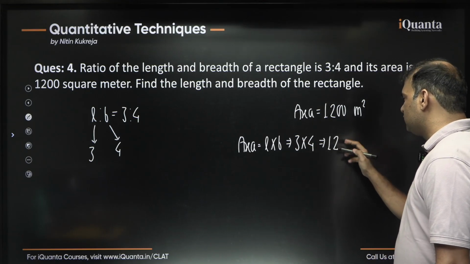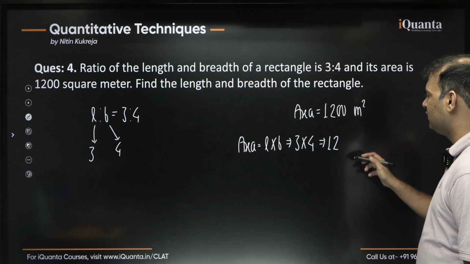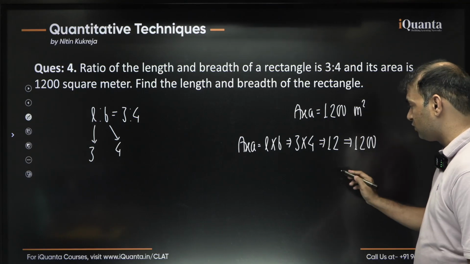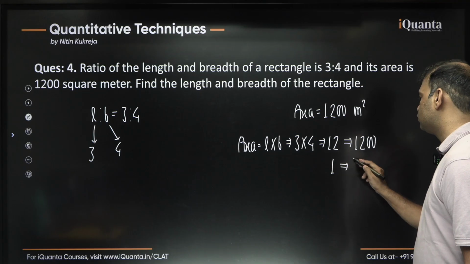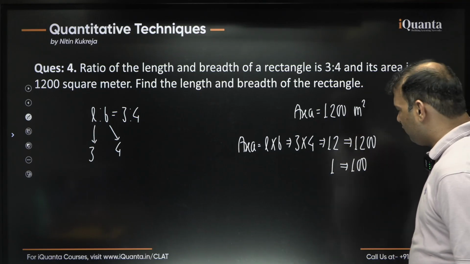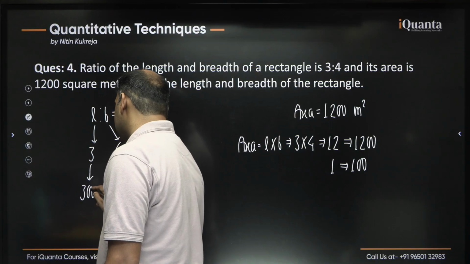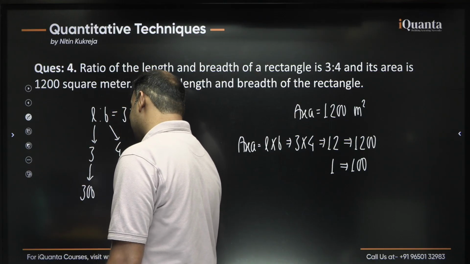But the area in the real is 1200. So we can say 12 of the assumption is 1200 of the real. That means one of the assumption is 100. Now if one is 100, we can say 3 has to be 300 and 4 has to be 400. So length is 300 and breadth is 400.